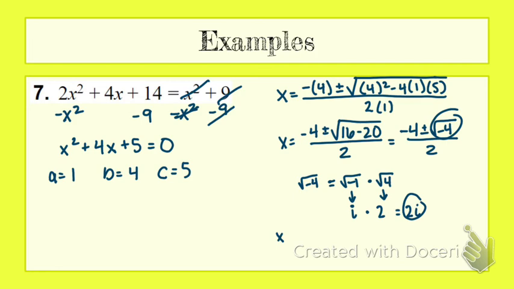So we now have x equals -4 plus or minus 2i divided by 2. And again, we're going to look at each of the three numbers and see if they can be divided by anything. And they are all divisible by 2. So this is going to give us -2 plus or minus i as our final answer.